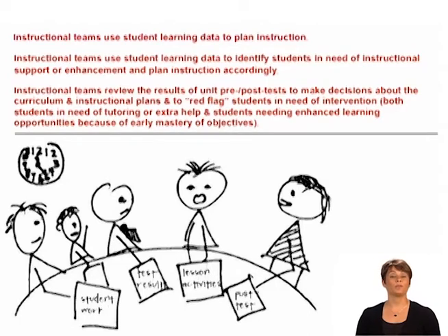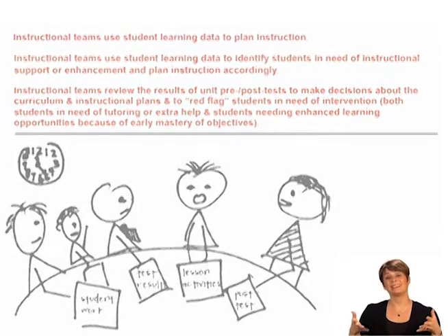Instructional teams review the results of unit pre- and post-tests to make decisions about the curriculum and instructional plans, and to red flag students in need of intervention, both students in need of tutoring or extra help, and students needing enhancement learning opportunities because of early mastery of objectives. These indicators are similar to one another, but let's tackle them one by one. There are some subtleties among them.